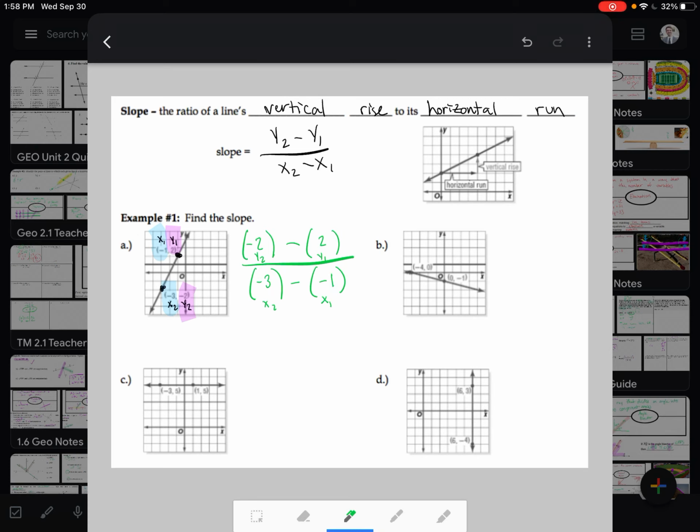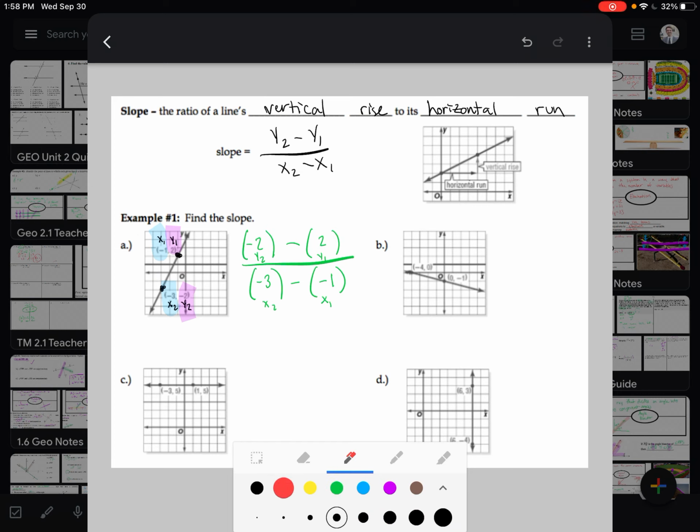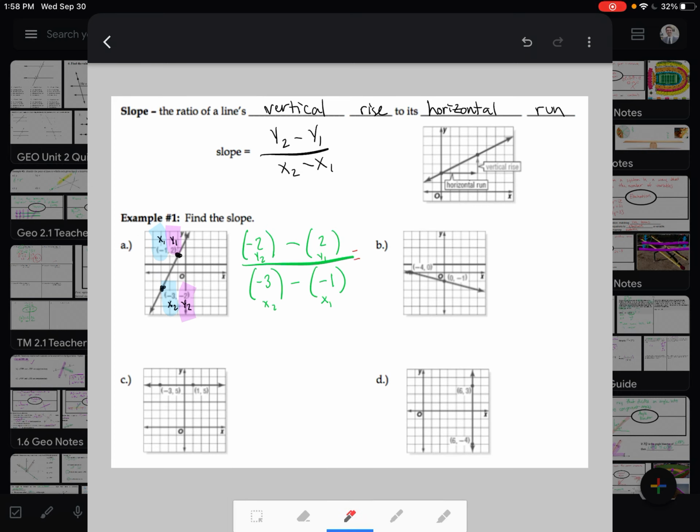Okay, so I followed my formula, I plugged in carefully, I have my x's in the right spot and in the right order. Same thing for the y's, so now I'm ready to go through and do some order of operations and basically just to evaluate. So negative 2 minus 2, it's going to be negative 4, and then divided by, on the bottom, negative 3 minus negative 1 is going to be negative 2. So we have negative 4 over negative 2 as our slope. Negative 4 divided by negative 2 gets us positive 2 as our overall answer there.